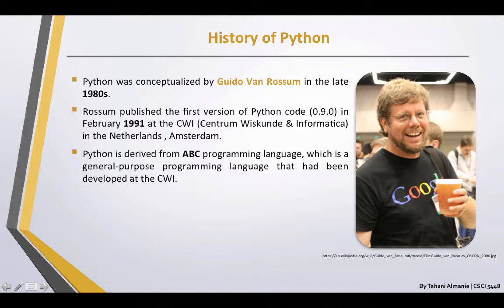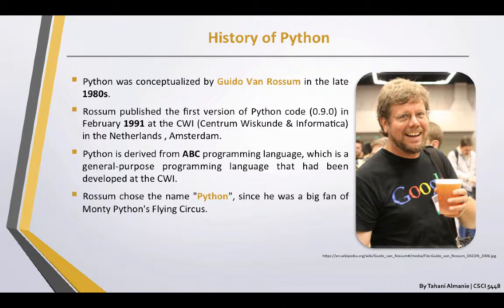Rossum was working on a project at the CWI. It was a distributed operating system developed using ABC. He decided to try to design a simple scripting language that has some of ABC's properties, but without its problems. So he started typing, created a simple virtual machine, a simple parser, and a simple runtime. So finally, he ended up making his own version of the various ABC parts that he liked.